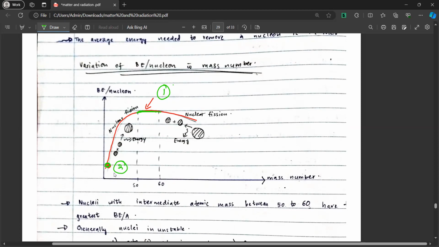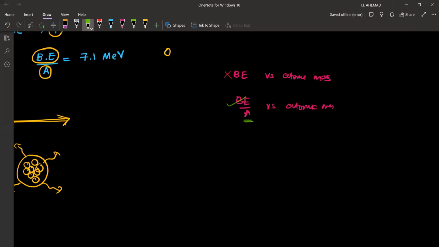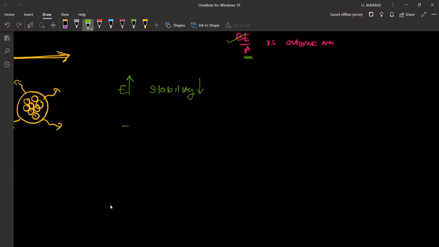So generally, when energy is high, what can you tell about the stability? Stability is high or low? When energy is high, stability is low. Okay. When energy released is high, what can you tell about the stability? High or low?